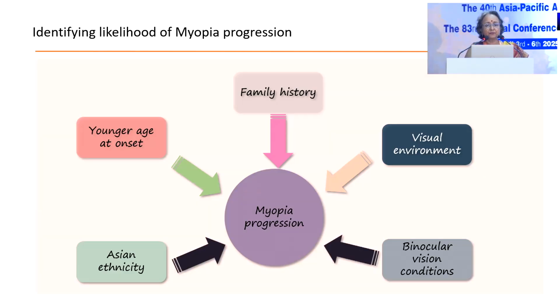Okay, so what you need to do with myopia progression is pay attention: who is going to progress? Younger age at onset, strong family history, a terrible visual environment because the child never goes out, and Asian ethnicity. Asian ethnicity is not really applicable to us, but maybe more in the northeast, people from West Bengal, where there may be some admixture of Asian ethnicity, and binocular vision conditions.